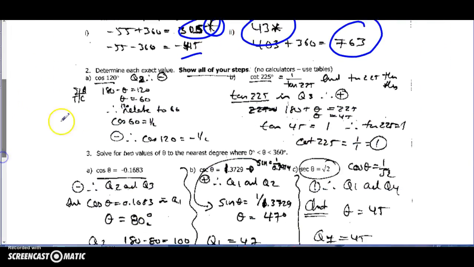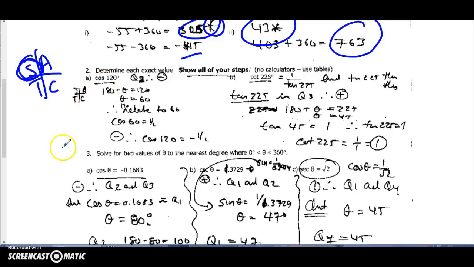Okay, if I want to look here, determine these values here, no calculators. The cosine of 120. All right, so remember this CAST law. Start off with a CAST law. First of all, the cosine of 120. 120 is in this quadrant here, quadrant 2. Only sine is positive in this quadrant. Therefore, the cosine of 120 will be negative.